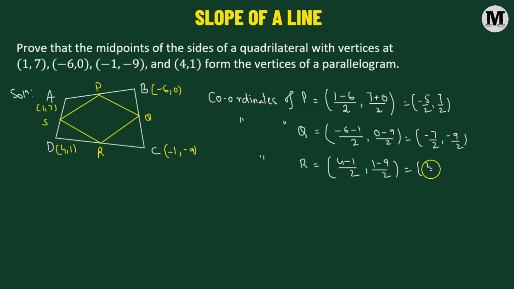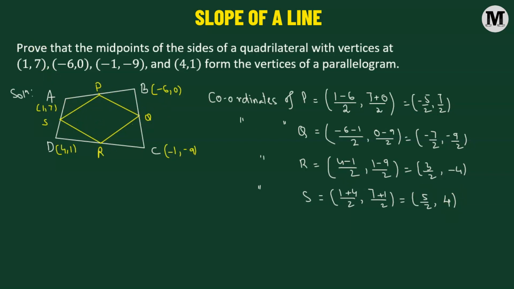So 4 minus 1 over 2, that's simply 3/2. 1 minus 9, that's -8. -8 divided by 2 will be -4. And coordinates of point S: 1 added to 4 divided by 2, and the y coordinate will be 7 added to 1 divided by 2. So we get 5/2, and 7 plus 1 is 8, 8 divided by 2 is 4. Now we have the coordinates of the vertices of the quadrilateral PQRS.